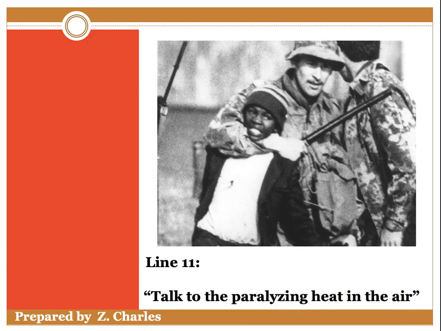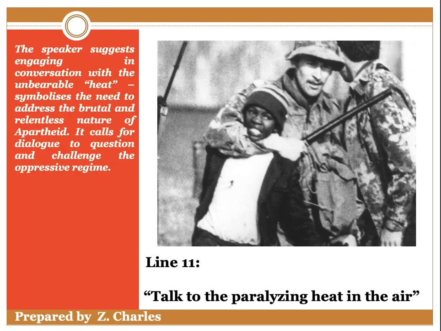Line 10. Now, back to the speaker talking to us, or including us in the conversation, talking directly to the reader. Talk to the paralyzing heat in the air. The speaker suggests engaging in conversation with unbearable heat. And what is the unbearable heat here? This symbolizes the need to address the brutal and relentless nature of apartheid. It calls for dialogue to question and challenge the oppressive regime.